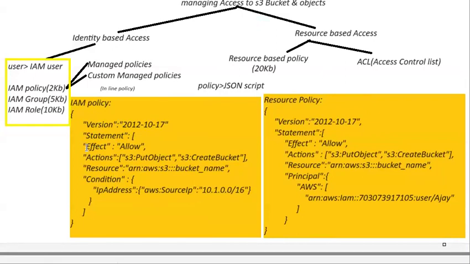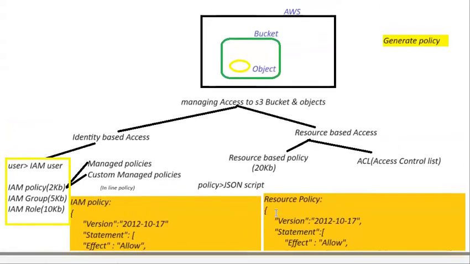It must contain the effect, that is allow, and actions. What are the actions that you are allowing that particular person? Put object, create object, create bucket. Like this, you can allow as many actions as you want. The resource also you need to specify. And if you want, you can even provide conditions, like only within this particular IP address range can the person access my resource.